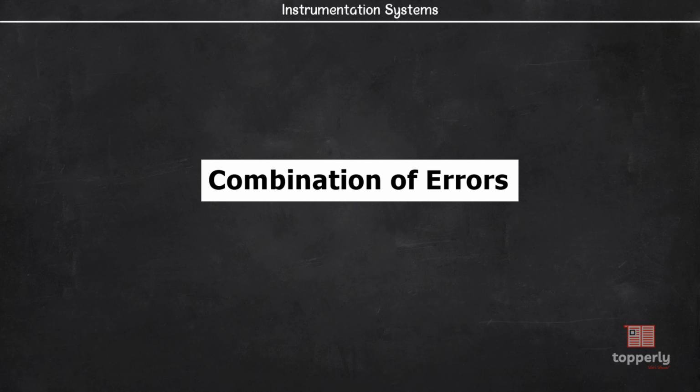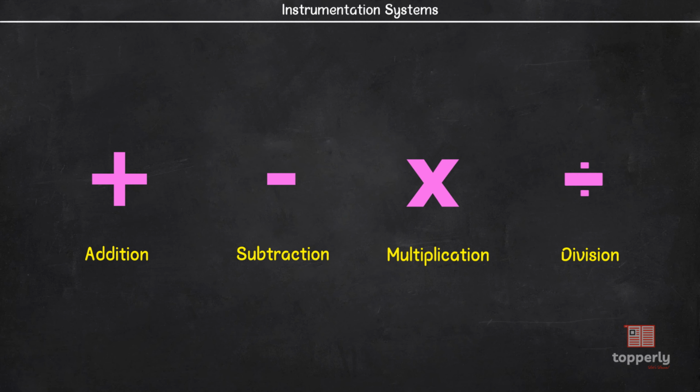So in the previous videos, we had introduced ourselves to errors in measurement and also classification of errors. In this lecture, we will see how to do basic mathematical operations like addition, subtraction, multiplication or division when errors are present. This is very important because if we do an experiment involving several measurements, we must know how the errors in all the measurements combine. So let's start our lecture.